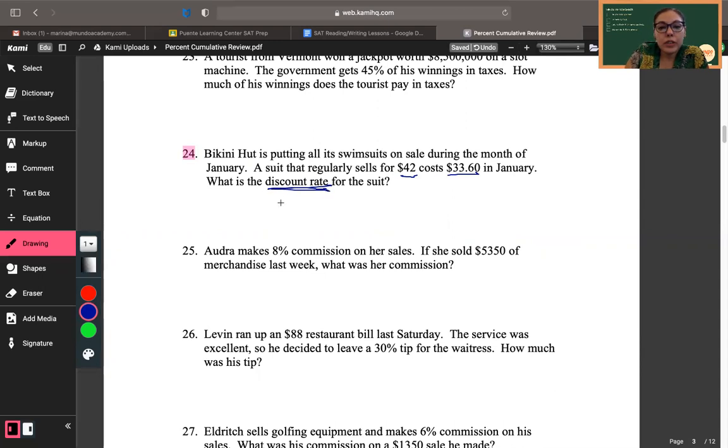So the first thing that we're going to do is subtract the two numbers so that we can find the discount. How much money did I take off of this bathing suit? The discount is $8.40. Then I'm going to figure out, the discount is what percent of the total? So I'm going to divide that, and that comes out to 0.2, which is 20%.